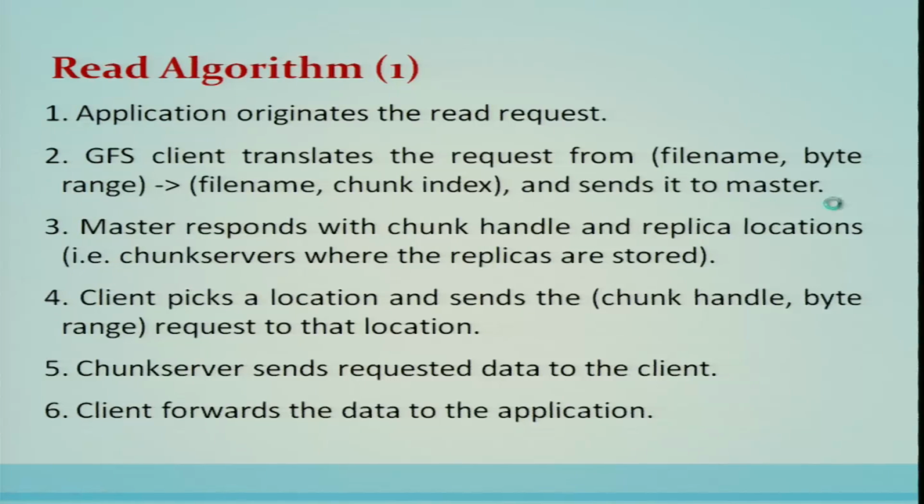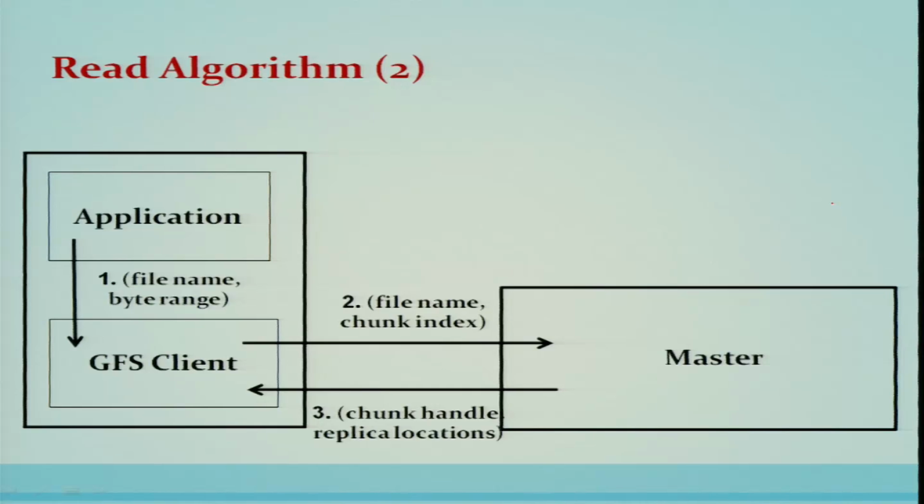So, the application originates the read request here to the GFS client, indicating the file name and the byte range. So, out of this particular byte range and knowing the chunk size, this client will compute the chunk index, copying the file name as it is. This pair, the file name and a chunk index, will be given to the master, and the master in turn will provide the metadata for the chunk, that is called a chunk handle, and also the replicas where that chunk is stored. This information will be passed on from master to the client.